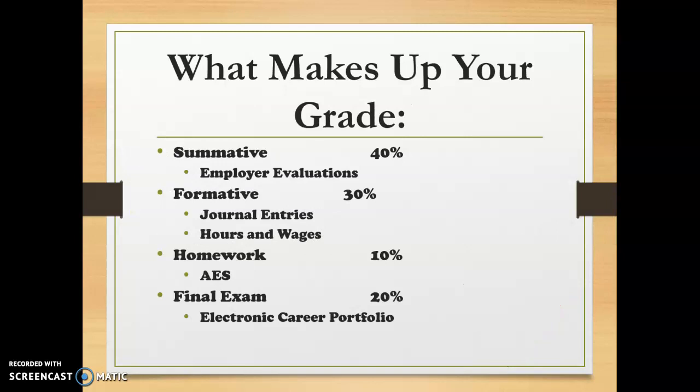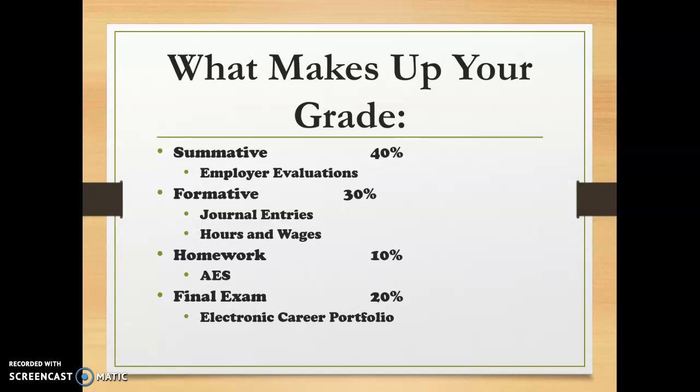Your grade is made up of these categories. I'm not going to cover them in depth. You can read the screen. The majority of your grade is going to be on employer evaluations, which is going to be 40%. At the end of each month, RollTracks will automatically send an email out to your employer asking them to rate you on the 10 soft skills. We'll use that, or we'll use a paper evaluation.